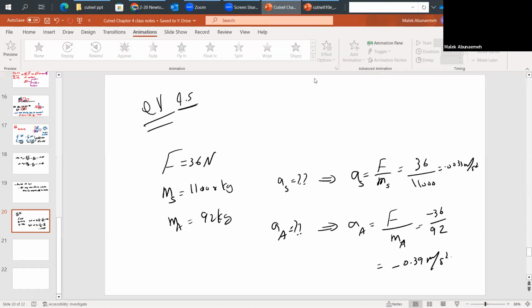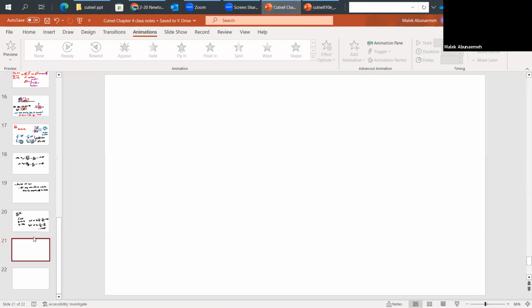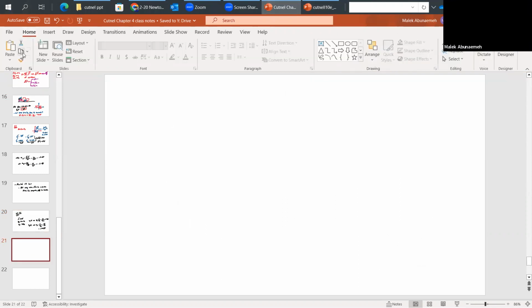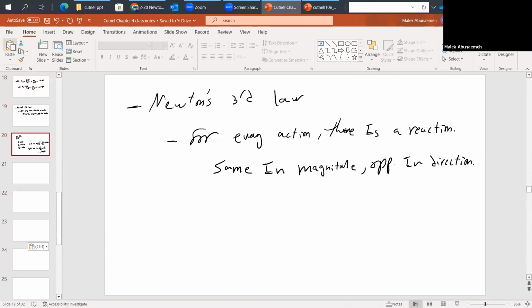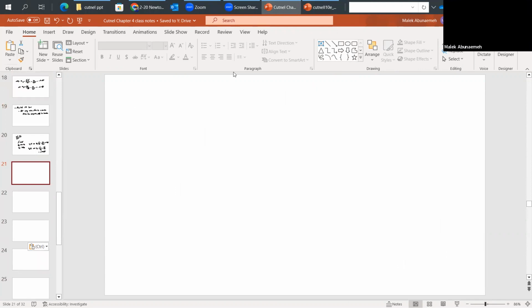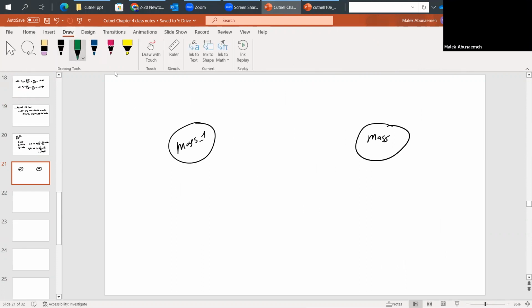Now, when having two objects, you have two objects with mass 1, and there's another object with a second mass. And here's the distance between them. The force that is between them is called the gravitational force.